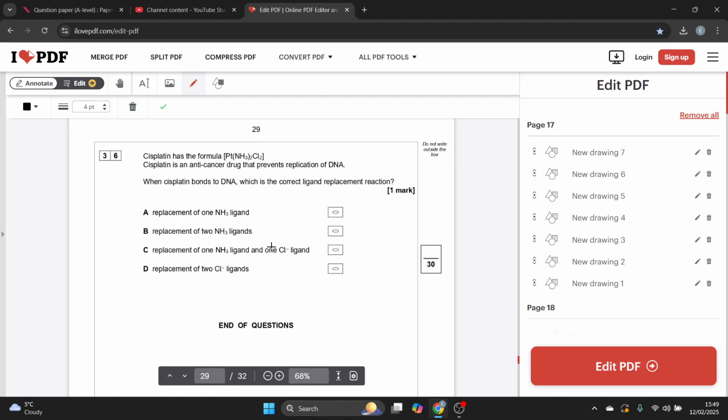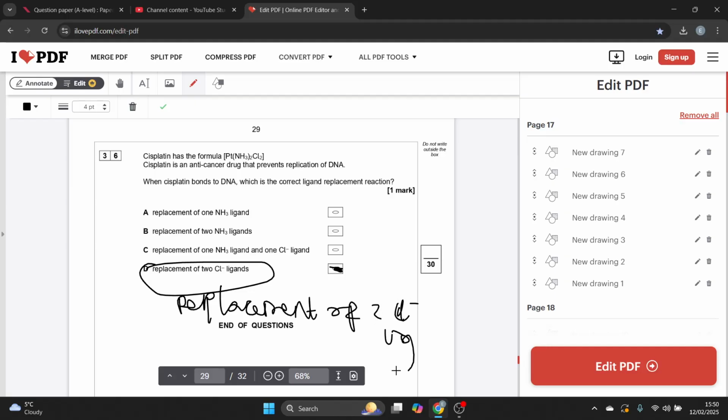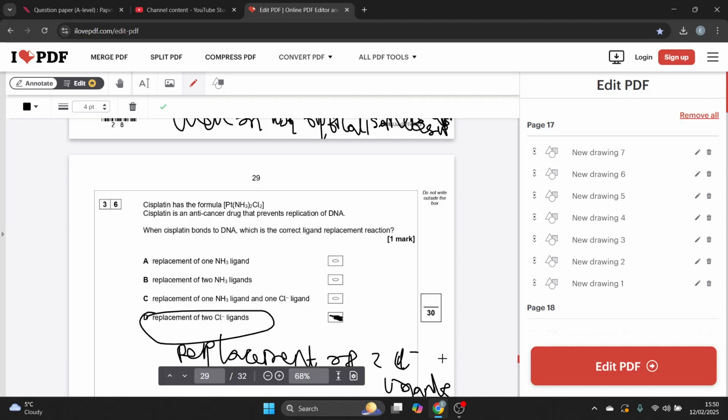Question 36. Cisplatin is an anti-cancer drug that prevents replication of DNA. When cisplatin bonds to DNA, which is a correct ligand replacement reaction? Just need to know this, and it is D. The correct ligand replacement reaction is replacement of 2 Cl minus ligands. And that is the end of section B, aka the multiple choice questions.